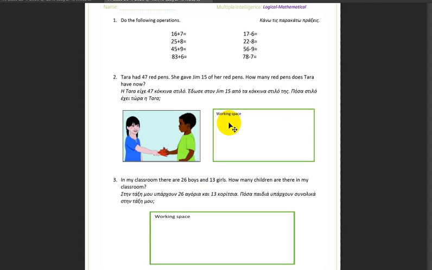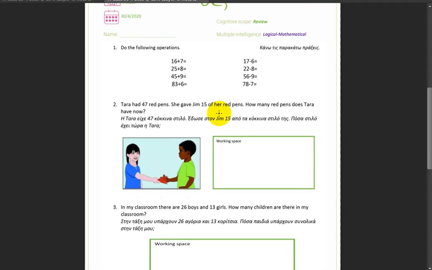Next up, let's go to Thursday's worksheet. Here we need to do the additions and subtractions. We're going to start with the additions. 16 plus 7, so I'm going to count 7 forward from 16. So 17, 18, 19, 20, 21, 22, 23. So here my answer is 23.